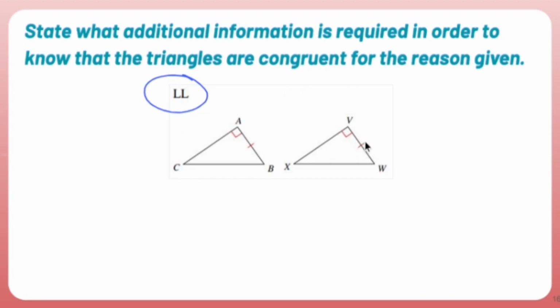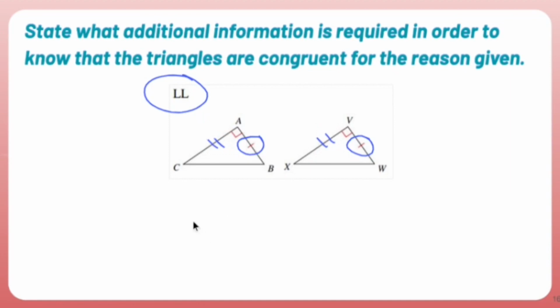I need to show that these two are congruent. Well, LL implies that these two guys are right triangles, which they are. Good. I have one leg and I have the other leg. So how can I show that these two triangles are congruent using LL? Should I choose these lines? No, because that's an H, hypotenuse. I'm going to choose these two lines.